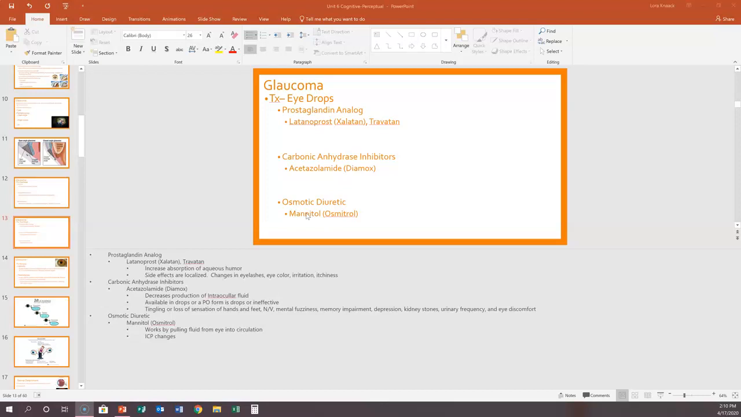Osmotic diuretics can also be used. Mannitol is that one. It's an osmotic, right? We talked about that one with like brain swelling. So this works by pulling fluid from the eye and putting it into circulation. And something to watch out for would be those intracranial pressure changes. So it can almost make the brain too dehydrated if they're used too much.